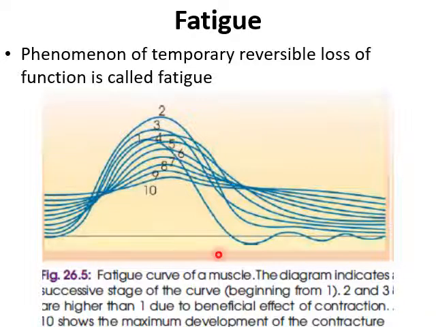Now when we are stimulating a muscle continuously, you can see here initially there is a beneficial effect. These numbers are the number of stimuli we have given. When we give the first stimulus, we see a response. When we give a second stimulus immediately, we see a response with higher tension. This is due to the beneficial effect. And subsequently you can see that the relaxation phase is getting prolonged. From the 5th or 6th stimulus, the relaxation period is prolonging.